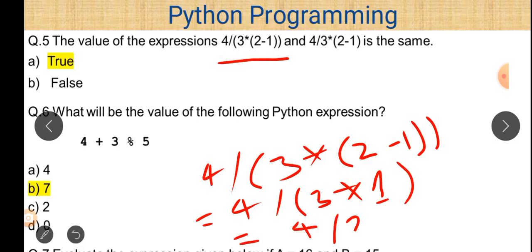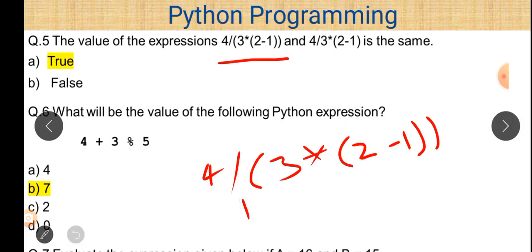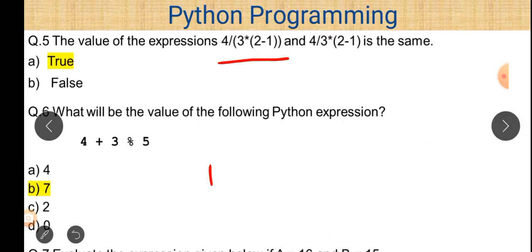Then we get 4 slash 2. And when we divide 4 by 2, our answer is 2.0. Always remember that when we divide two integers, or we use the division operator, the answer is always in the form of a float value. Okay, so the answer is 2.0. Now let us take the second expression given in this question.